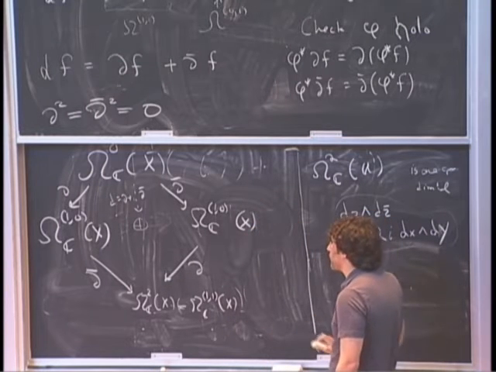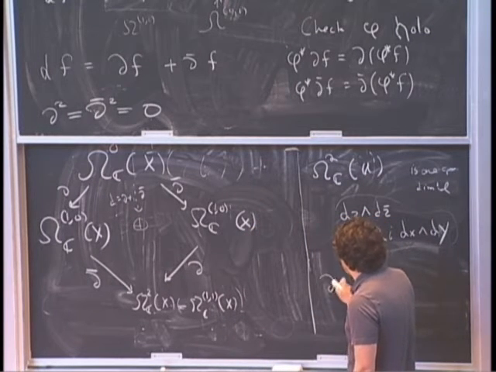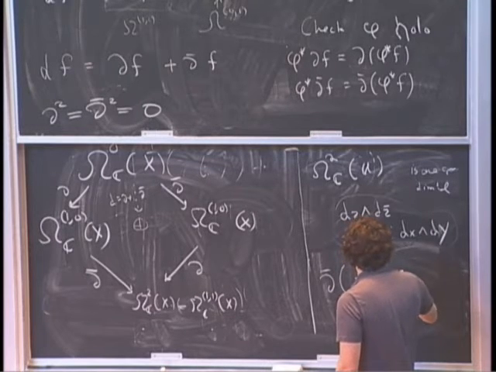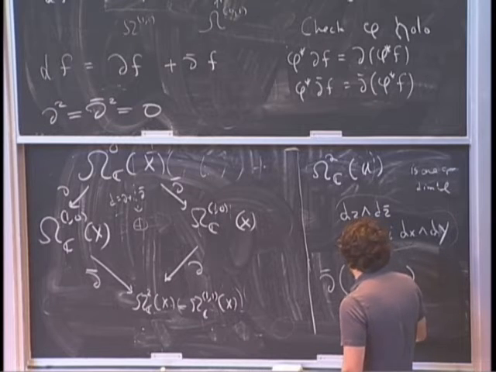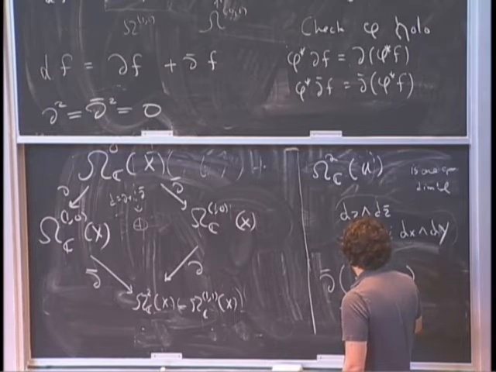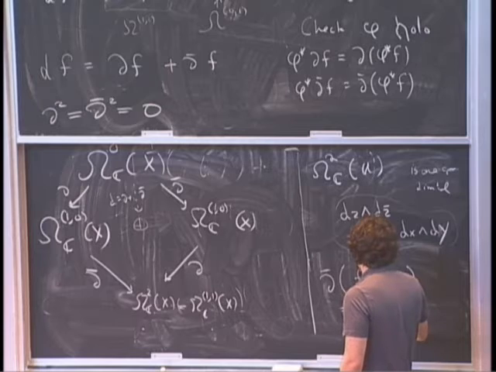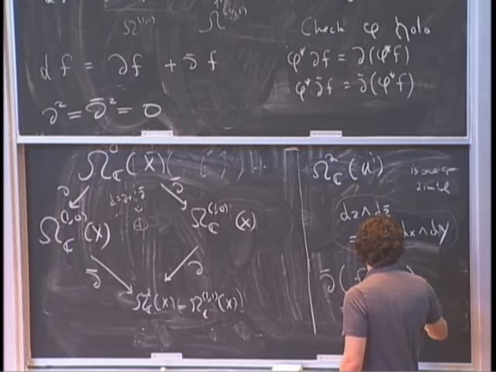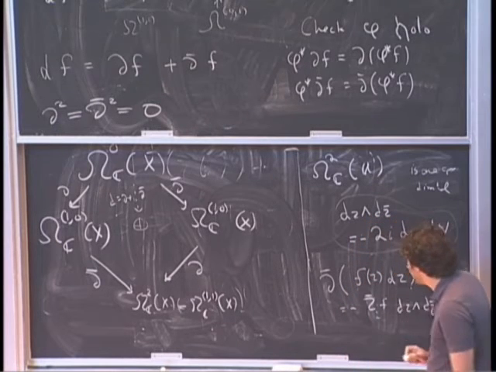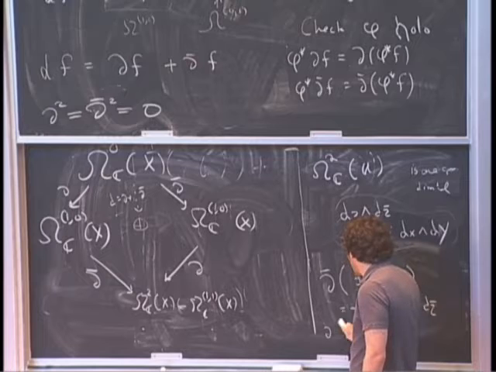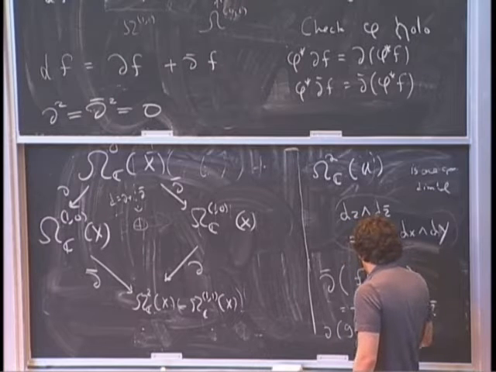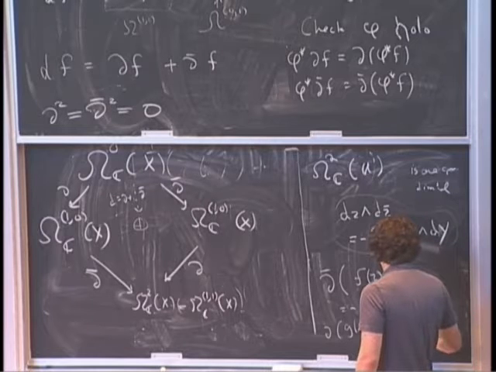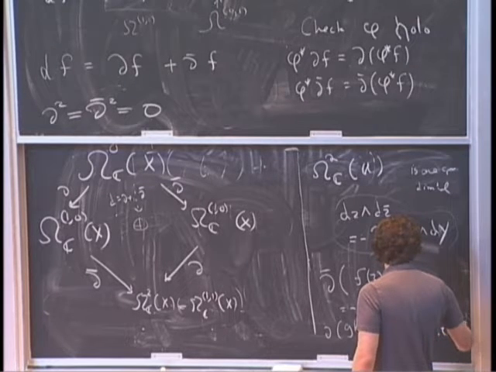And the observation, of course, is that in coordinates, for example, del bar of f of z dz is equal to, say, minus del bar z f, so to say z bar acting on f, dz wedge dz bar. And similarly, del of, say, g of z dz bar is equal to del z acting on z dz, wedge dz bar. Okay?